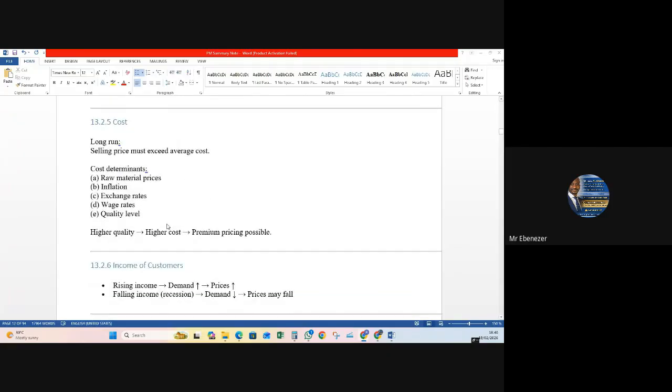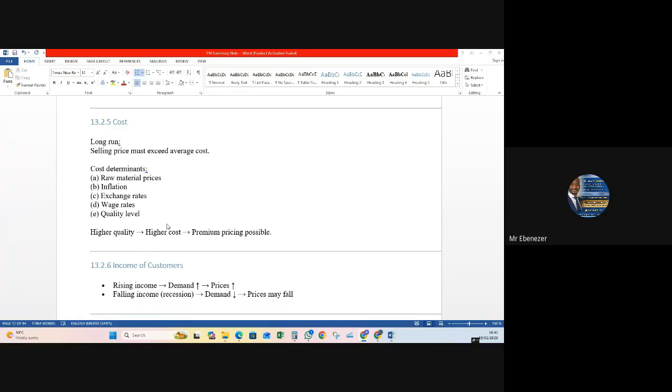Then also, we have the long run, whereby the selling price would exceed average cost in the long run. Selling price must exceed average cost. Now, those things that will determine your cost, the cost of your product, when you are producing, are the raw materials, the cost of raw materials, right? Which is the direct cost.